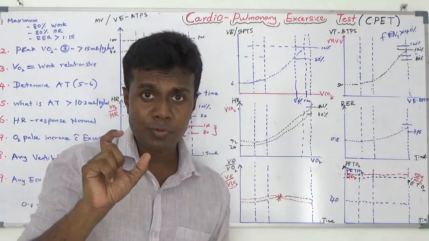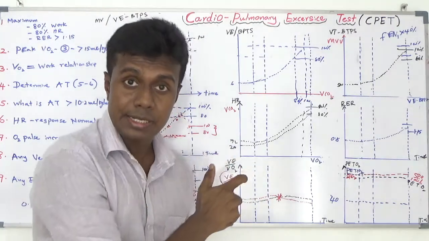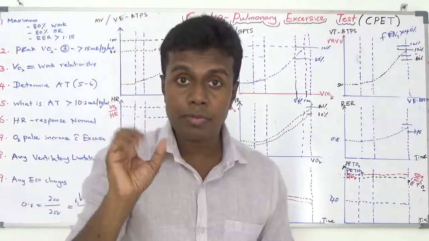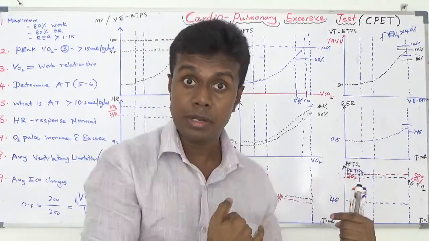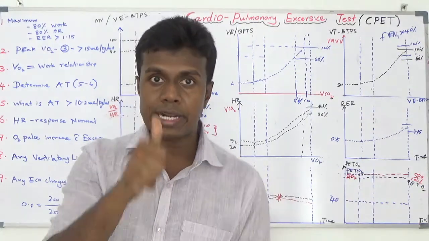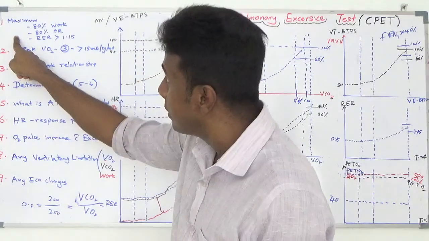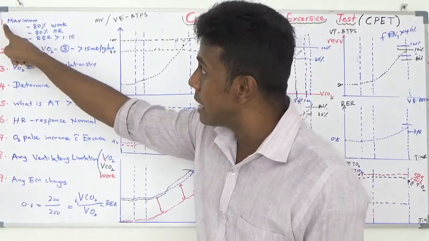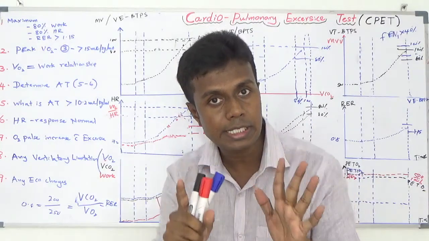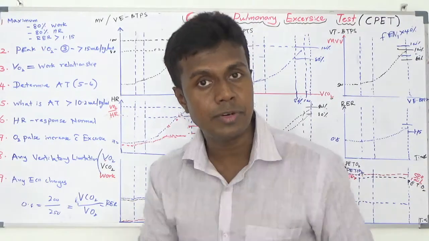Now I am going to analyze this test according to the 9-panel plot. These are the 9-panel graphs. I am going to do that now. 9-panel plot analysis. Number 1, check whether you can achieve maximum work, whether you achieve the maximum needed work.